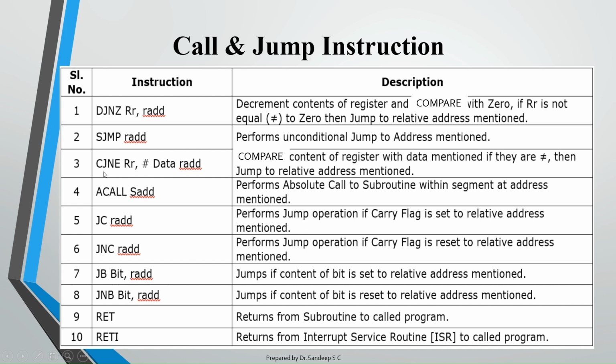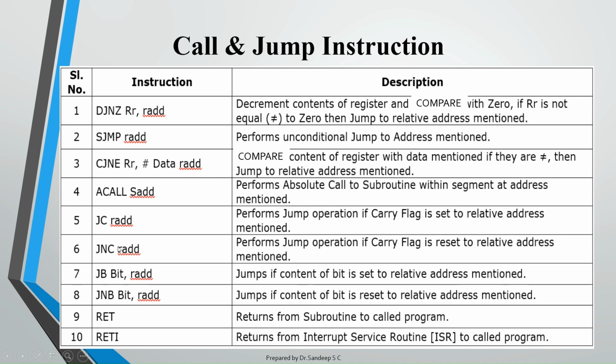Then we have CJNE, that is compare and jump if not equal. Here we have three operands: Rn, #data, and address. So the content of the register and the data given are compared. If they are not equal, then it will go to the label mentioned. If they are equal, it will continue the sequential operation. Otherwise, it will jump to the label mentioned. Compare and jump if not equal. Then we have a call instruction, that is the absolute call. So this call operation happens within the particular page or segment.